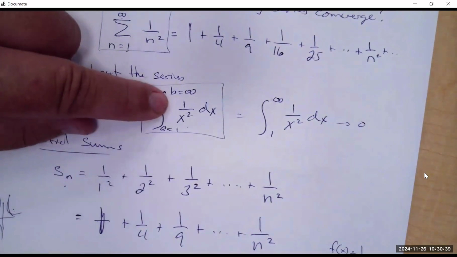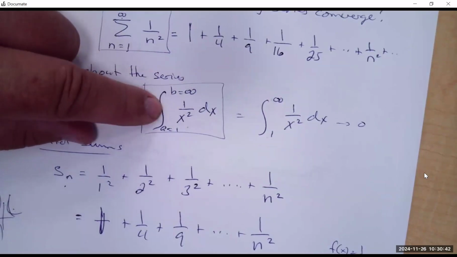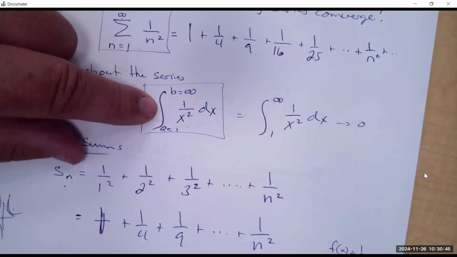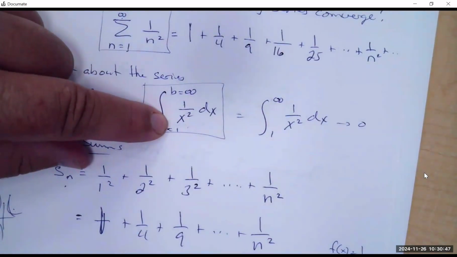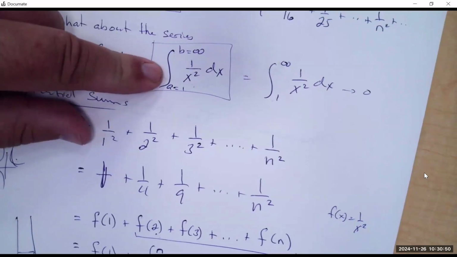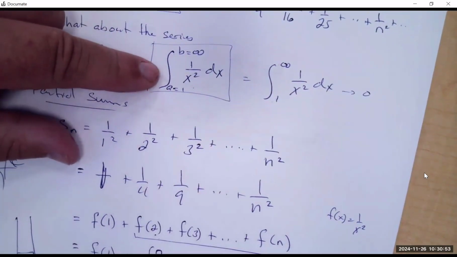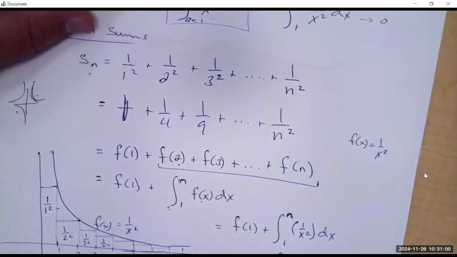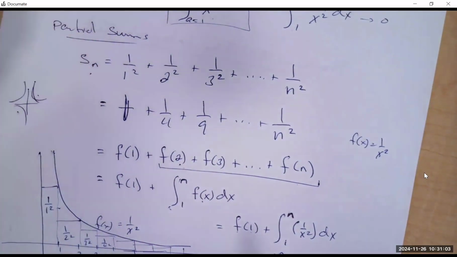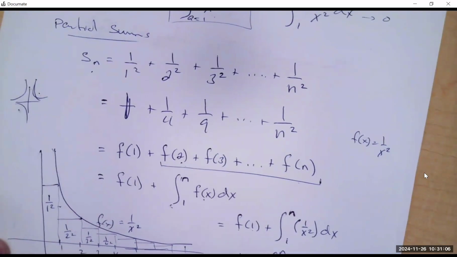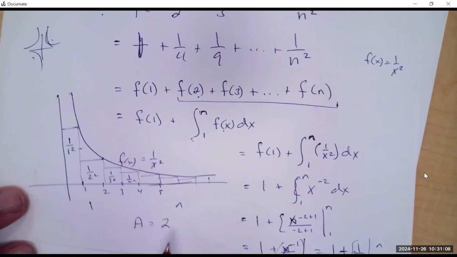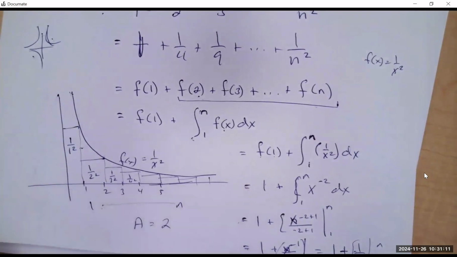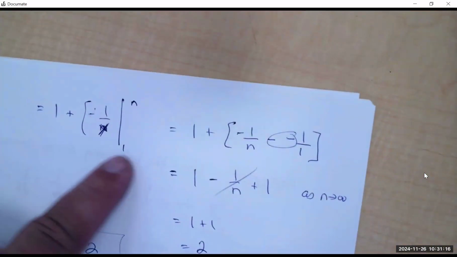But now our integral from 1 to n. Remember, integrals find the area, and that's what we're looking at here. So as the area keeps on going, where does it stop? It stops at 2. The 1 over n goes to 0, eventually tapers off. So the area between 1 and n is 2. And that's what we just figured out using this.